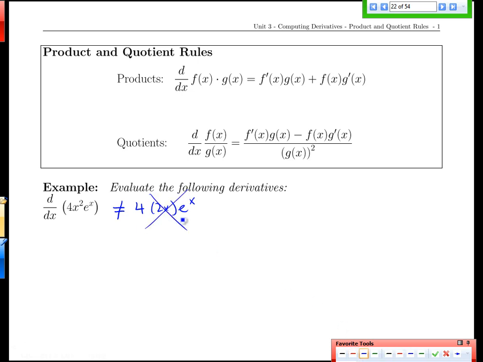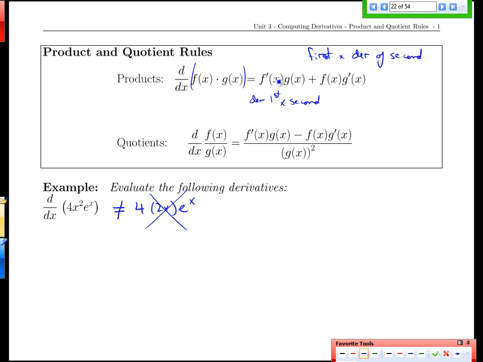It would be great if it were true. It would make our lives so much simpler, but it simply doesn't work if we go back to the limit definition and try to apply the limit definition to a product of functions. We don't get that simple pattern. Instead, when we have the derivative of a product, there's a simple mnemonic for this. We have the derivative of the first function times the second, plus the first function times the derivative of the second.